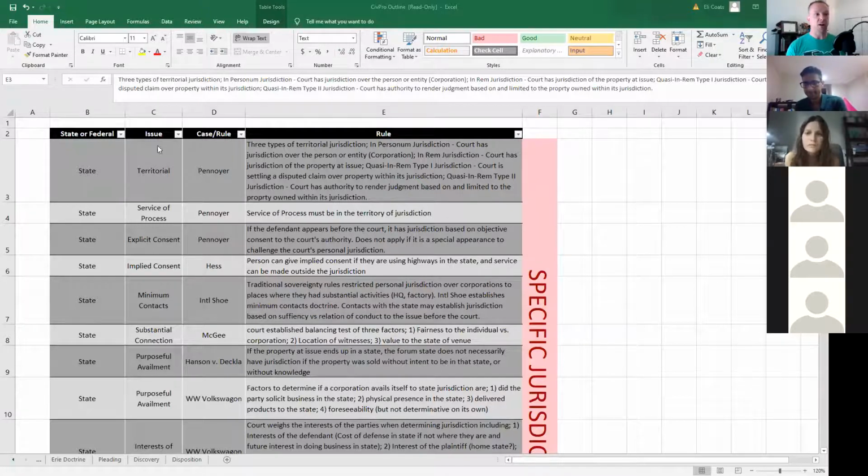So here I have the issues, like, is there a territorial dispute? Is there a dispute with the service of process? Did somebody give consent to the court? Did they voluntarily consent to the court? So these are the issues.